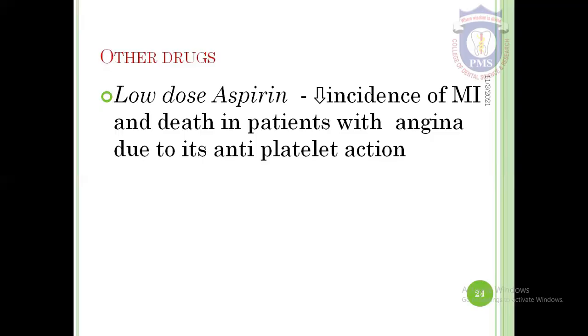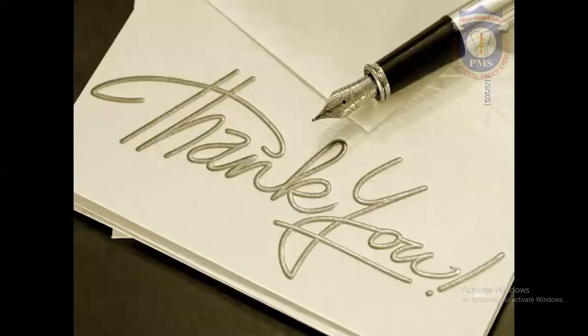Another drug which can be used for the management of angina is low-dose aspirin because it has antiplatelet activity. It reduces the incidence of myocardial infarction and death in patients with angina. It's all about this topic.